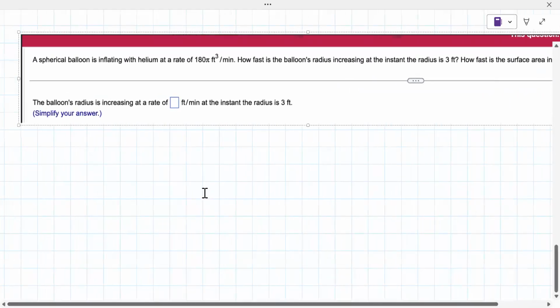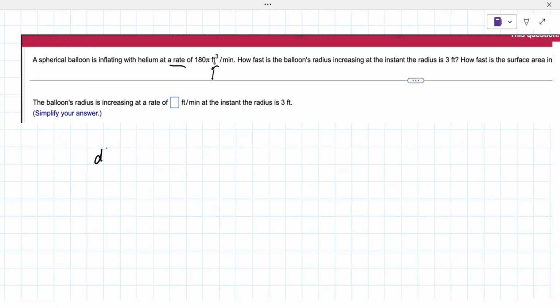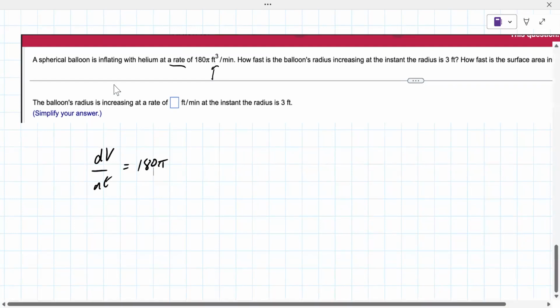It says a spherical balloon is inflating with helium at a rate of... So whenever you see the word rate, the units help you figure out what it is. So notice it's feet cubed. That's a volume. So dV/dt is 180 pi. And we know that it's positive because it's inflating. Inflating, deflating, you've got to be able to read the English. If you're ever not sure what it refers to, use the units.